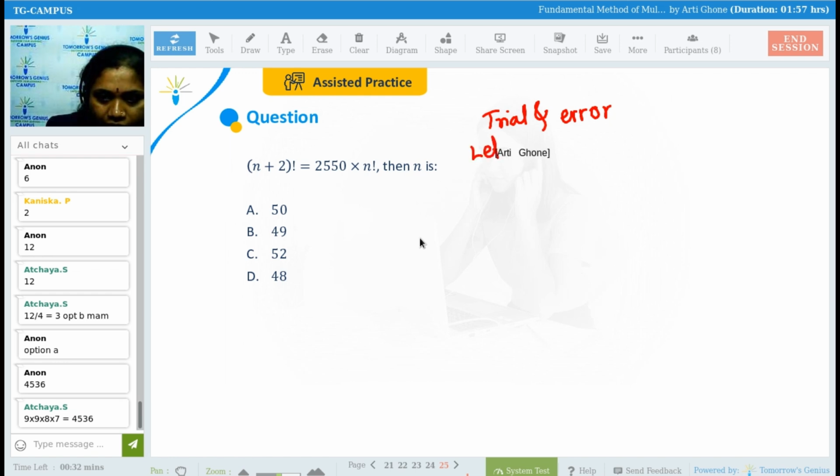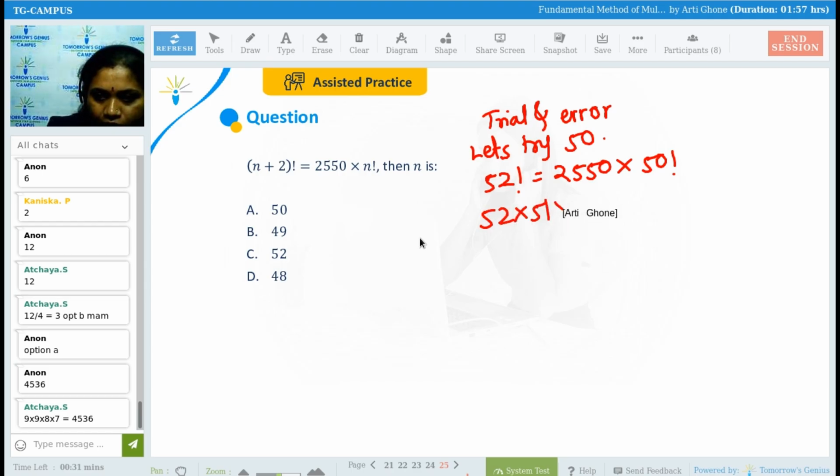So let's try with 50. So what will be the answer? 52 factorial is equal to 52 into 51 into 50 factorial. I'm doing it in this way. Don't do it in this way. So 52 into 51 multiplication.